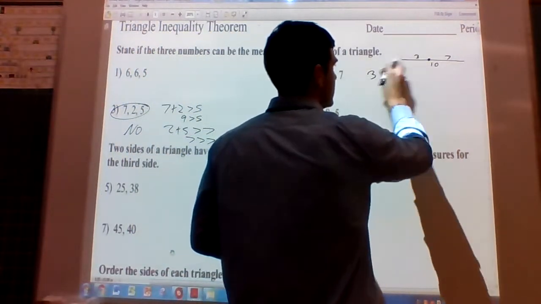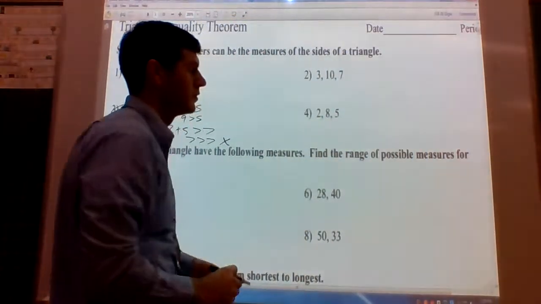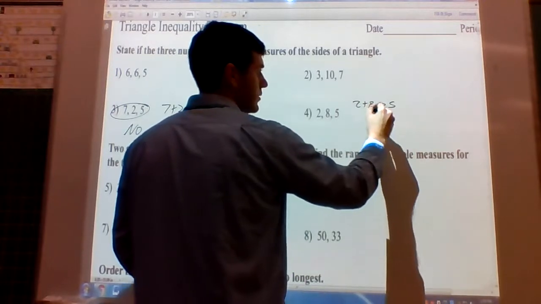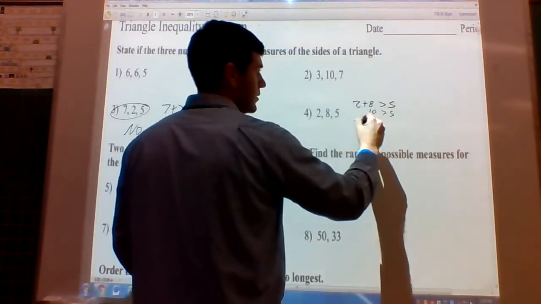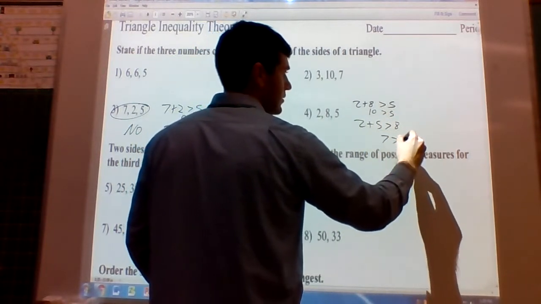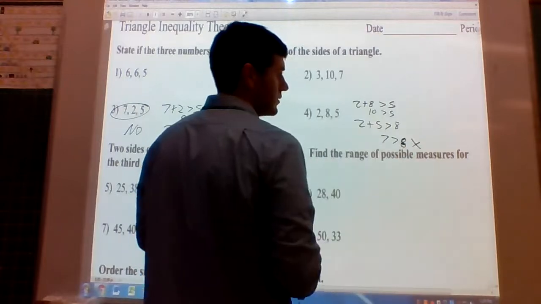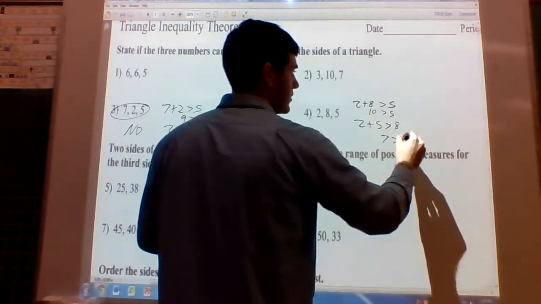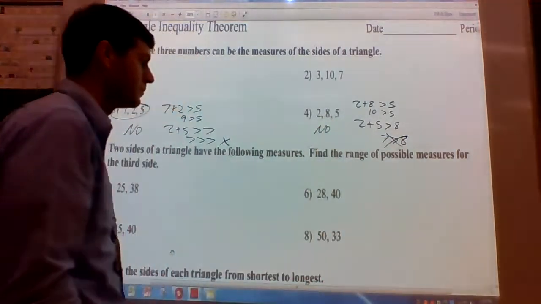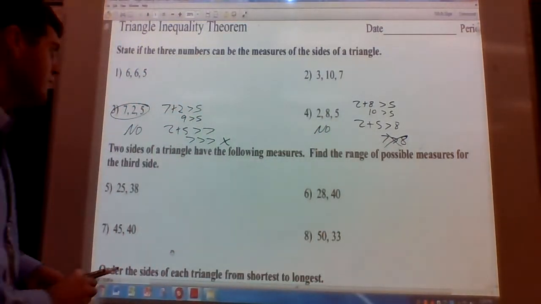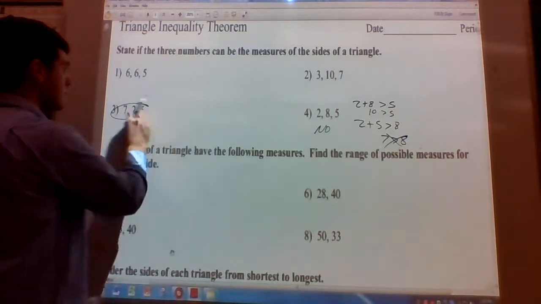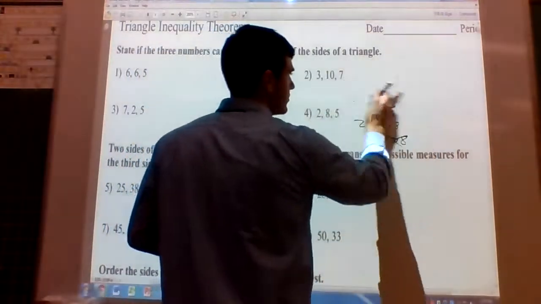And 4. 2 plus 8 is greater than 5. Yep, 10 is greater than 5. 2 plus 5 is greater than 8. So 7 is greater than 8. Nope, clearly 7 is not greater than 8. So again, this one is also no. So that's the first type of problems you may encounter with the triangle inequality theorem. Probably the easier set of problems.